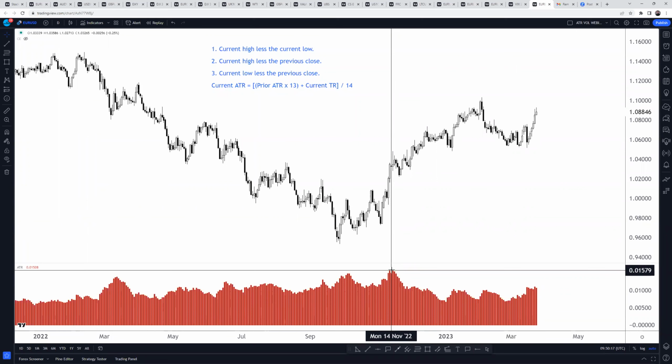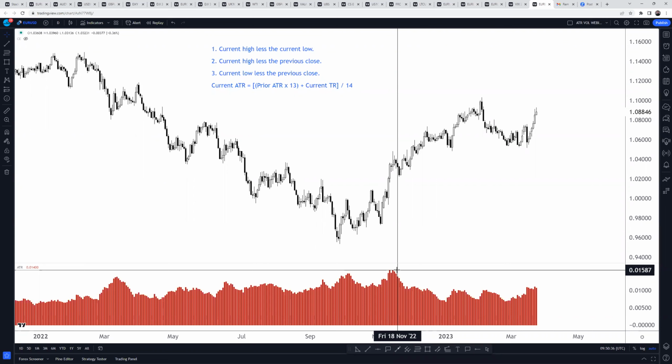Therefore, I would set my stop to include the ATR. One ATR level would have to be greater than, say, 160 pips at this point here, to avoid being kicked out of the market, kicked out of a trade prematurely.